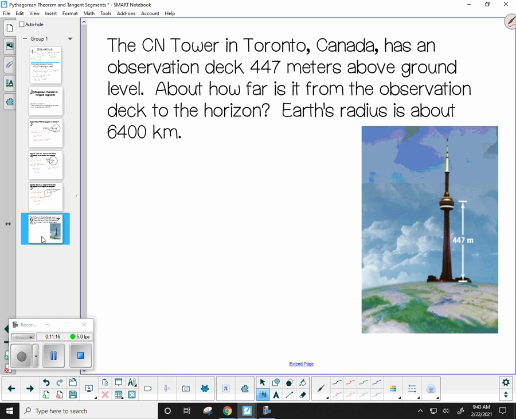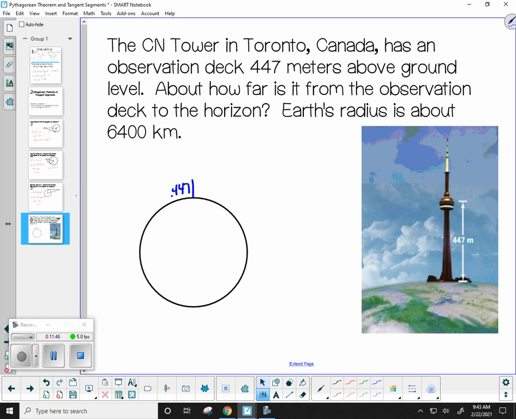All right, so we have the Earth. Okay, so here's the Earth. Okay, and we have this observation deck. That is 447 meters tall. Okay, so we're talking about this piece here is 0.447 kilometers tall. I'm going to put it in kilometers because the Earth's radius is in kilometers.